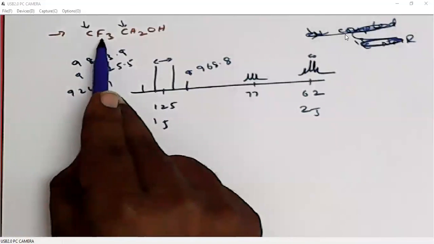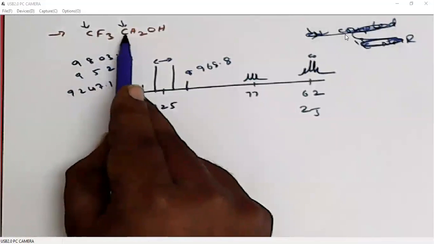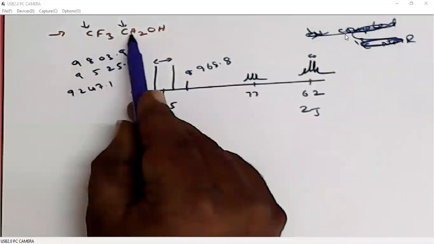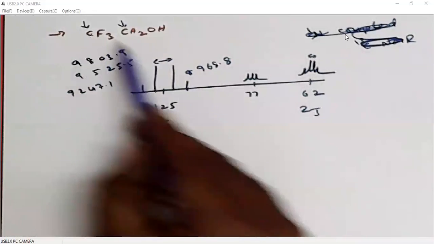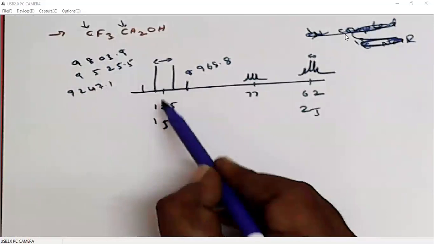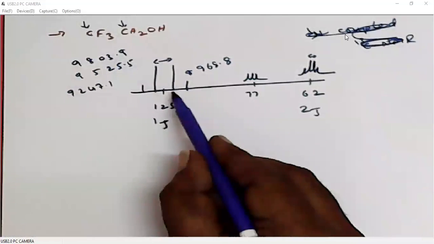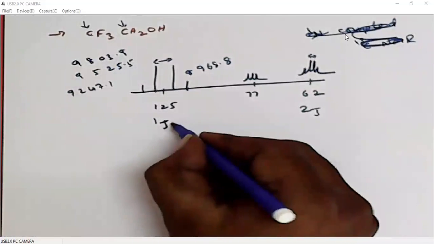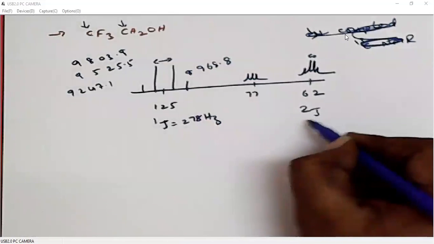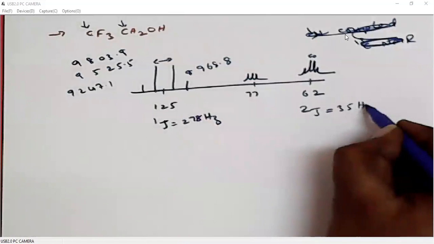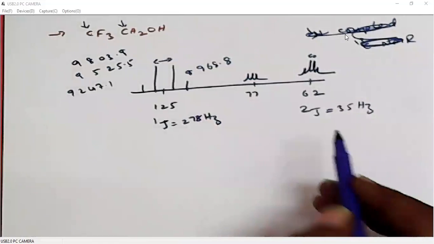So the fluorines are splitting the signal from this carbon. They are also splitting the signal from this carbon. So according to the n+1 rule, 3+1, we get a quartet here. Similarly, here also we get a quartet. But because it is a one bond coupling, meaning fluorines are directly present on this carbon, we will have a large coupling constant value. Generally, this coupling constant is 278 Hz, whereas this two bond coupling constant is 35 Hz. So with fluorine, one bond coupling is possible, and two bond coupling is also possible.